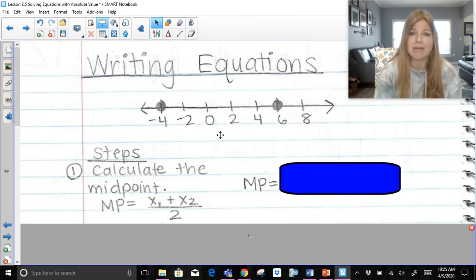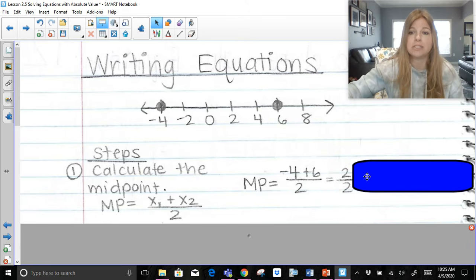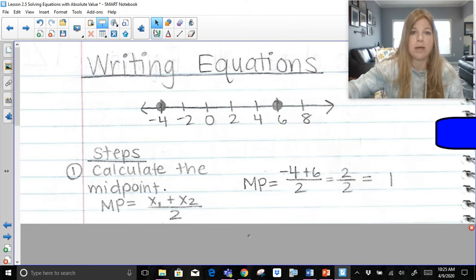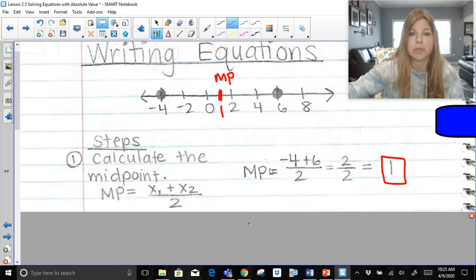It's really just taking the average of those two numbers. It's taking x sub 1 plus x sub 2 and dividing it by 2. So taking negative 4 and 6, adding them up and dividing by 2. Negative 4 plus 6 is 2. 2 divided by 2 is 1. So the midpoint, the number in between those two solutions, is this dash at 1. That's my midpoint. So that's step 1. We have to figure out what's in the middle of those two solutions. And that's our first important number.